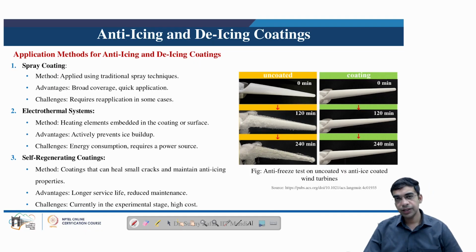Then there are the self-healing coatings, which can heal small cracks and maintain the anti-icing properties. These coatings are known to have longer service life and reduced maintenance. However, the coatings are also currently in experimental stage and are of high cost. Here on the right hand side, we can see the antifreeze test being conducted on an uncoated wind turbine blade, as well as the anti-ice coated wind turbine blade. So we can see the effect of the anti-ice coating, that there is no ice accumulation even after 240 minutes of exposure in the icing conditions.